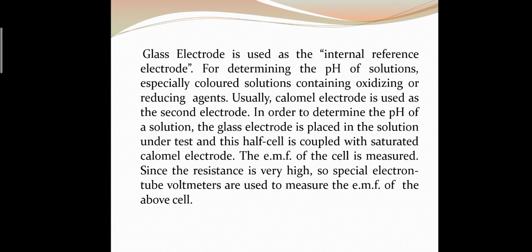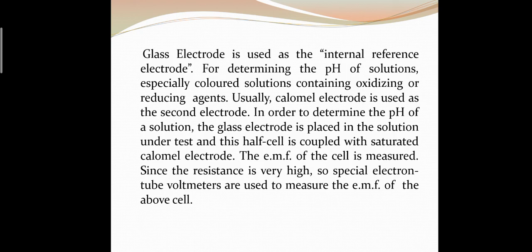See, the glass electrode is used with an internal reference electrode for determining the pH of a solution, especially a colored solution containing an oxidizing or reducing agent. Usually the calomel electrode is used as a secondary electrode.